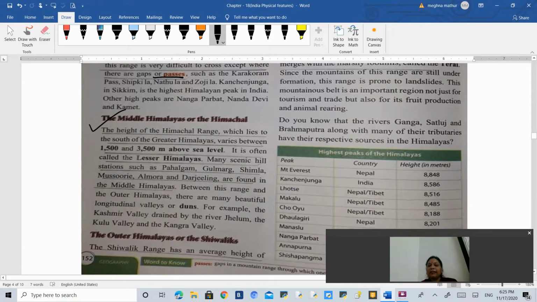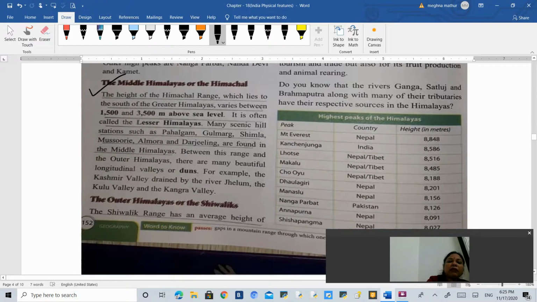They are less in height in comparison to the Himadri, and their height is, on average, between 1500 to 3500 meters above sea level, and they are also called the Lesser Himalayas. This area is very famous for many scenic hill stations like Pahalgam, Gulmarg, Shimla, and Himachal also.